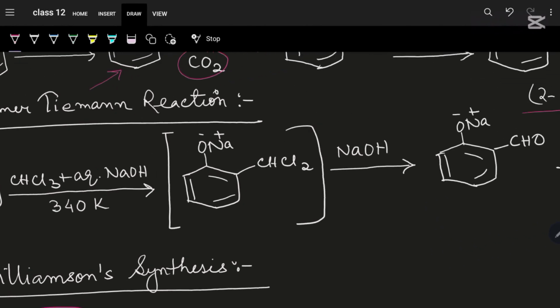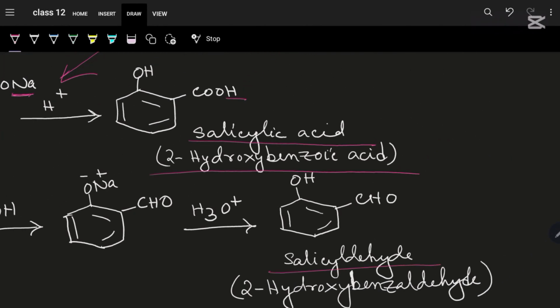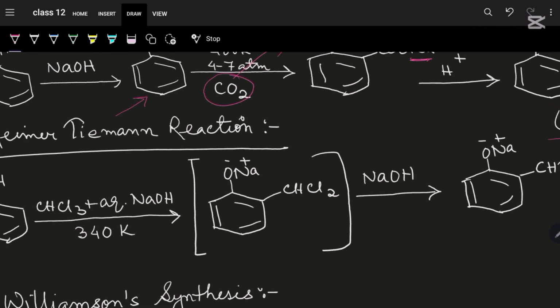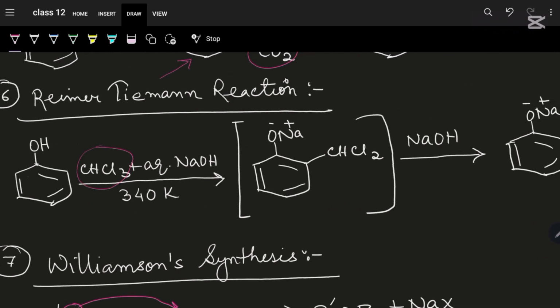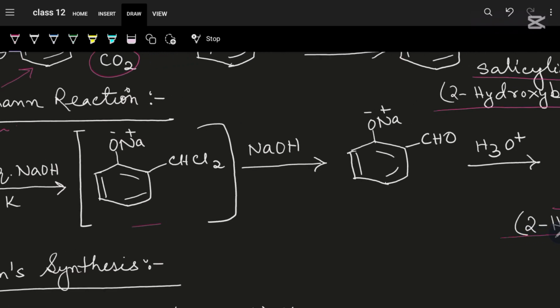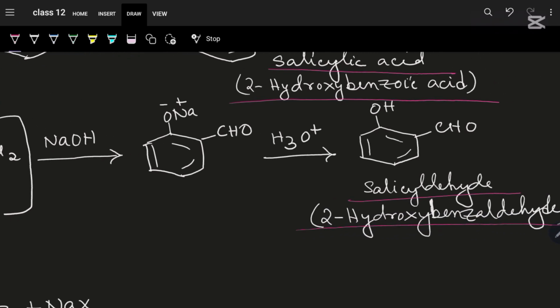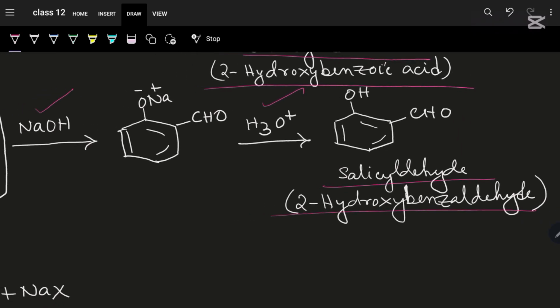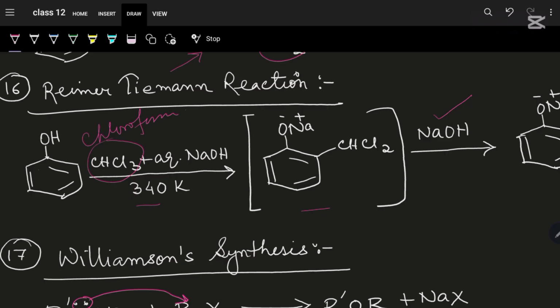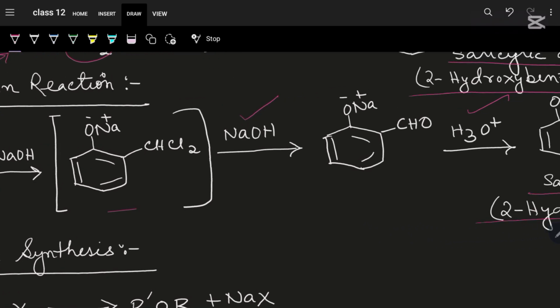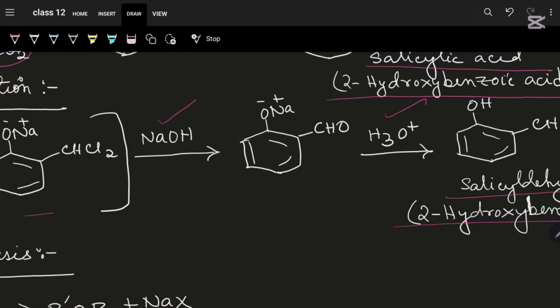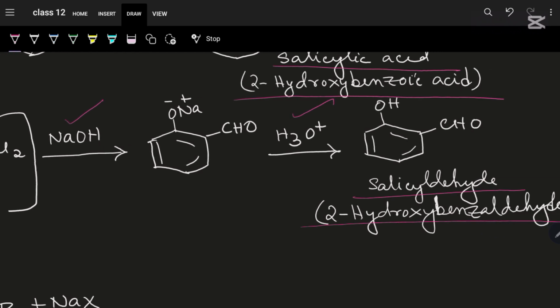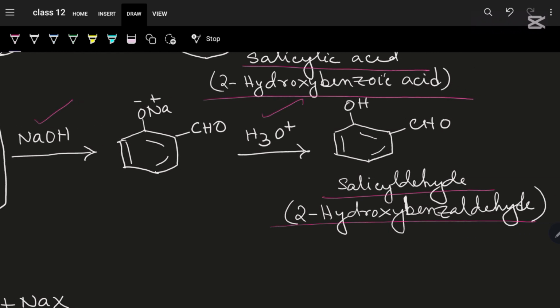Next is Reimer-Tiemann reaction. Here you are getting salicylaldehyde, 2-hydroxybenzaldehyde, by reacting phenol with chloroform. This is chloroform in presence of aqueous NaOH, and you heat it at 340 Kelvin. This is the intermediate that you get, and again you give NaOH followed by acidification in order to get salicylaldehyde. So you can write it stepwise, or if the name reaction is being given to you, you can write the reagents together, that is 2. H3O+, and you can write the final product salicylaldehyde.